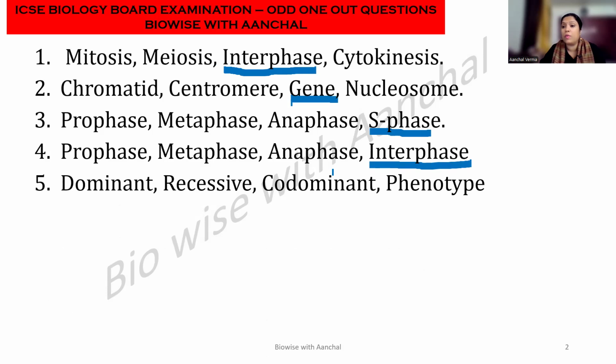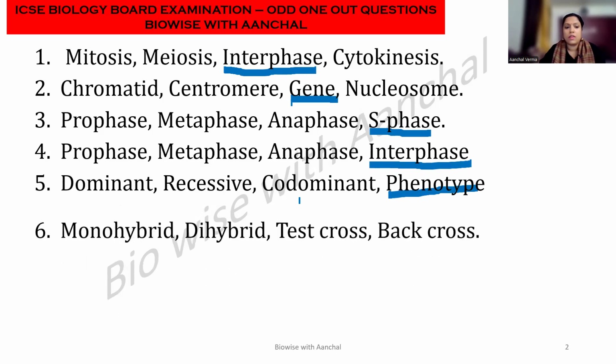Dominant, recessive, codominant, and phenotype. Now dominant is a dominant allele, recessive is a recessive allele, and you have codominant alleles. Phenotype is what? Physical appearance. So here the odd man out is phenotype because the rest are the types of alleles or the condition of alleles, you can say.